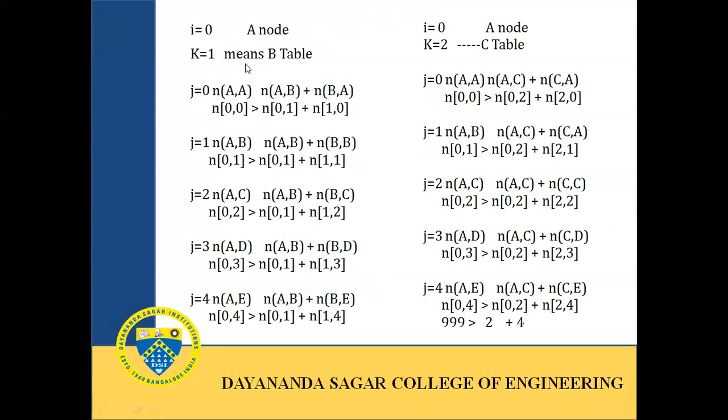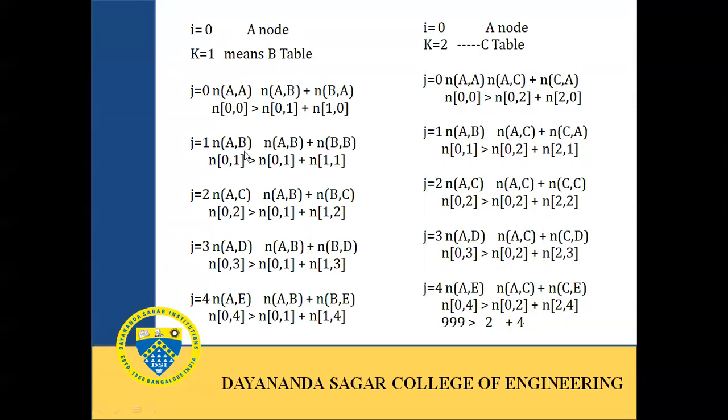So K becomes 1. That means we are comparing the B table to the A node. I is equal to 0, so it is still in the A node. Now we'll compare the B table to the A table to find the shortest path. K is equal to 1 means B is sharing its table. Now when K is equal to 1, the J loop will start from 0 to 4. In the shortest path calculation, it is comparing A to A node. You can reach A to A using B node, so A to B, B to A. So there's no updation.